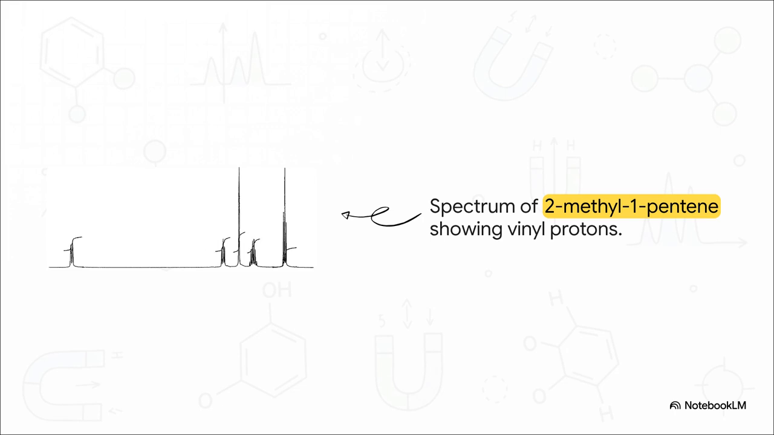Now, alkenes also claim some of this downfield real estate. Protons directly attached to a double bond, or vinyl protons, generally absorb somewhere between 4.5 and 6.5 ppm. Similar to the aromatic rings, this is totally due to the diamagnetic anisotropy of the carbon-carbon double bond's pi electrons. Look at 2-methyl-1-pentene. You see that distinct peak cluster hanging out right around 4.7 ppm? Those are your deshielded vinyl hydrogens, standing totally apart from the shielded upfield signals of the alkyl chain.